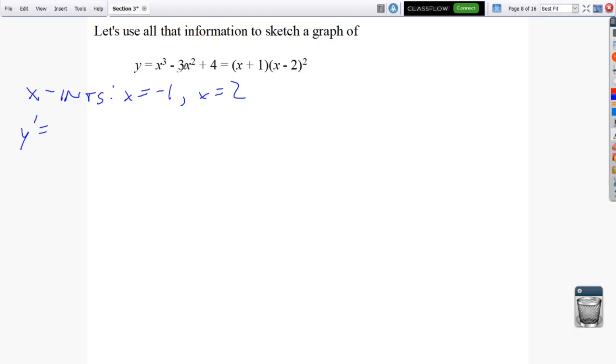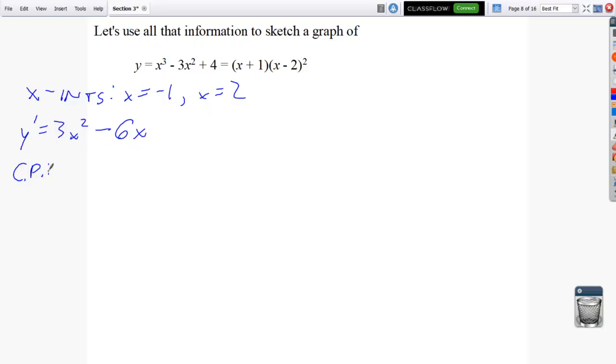So for the first derivative test, I need to calculate the first derivative. So I go back up to y, I take the derivative, not too difficult to find: 3x squared minus 6x, and 4 differentiates out. So now I want to find critical points, so that I can find my maxima and my minimum.